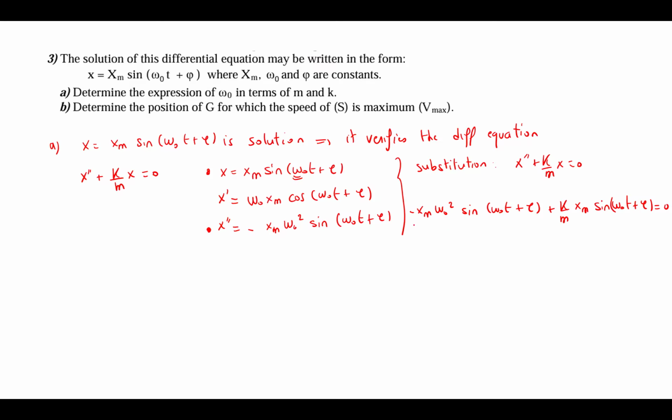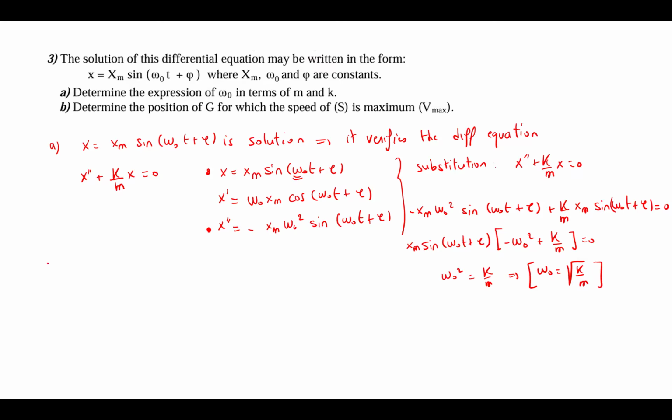Now here, I can take a common factor. So xm sine omega 0 t plus phi, this is a common factor. And I still have minus omega 0 square plus k over m equal to 0. Now, which means that omega 0 square equal k over m. And this way we found the expression of omega 0 in terms of k and m.